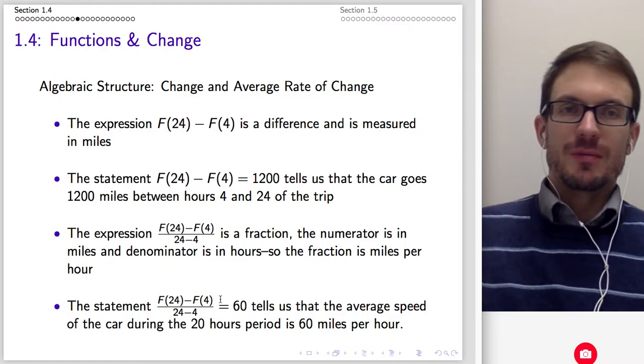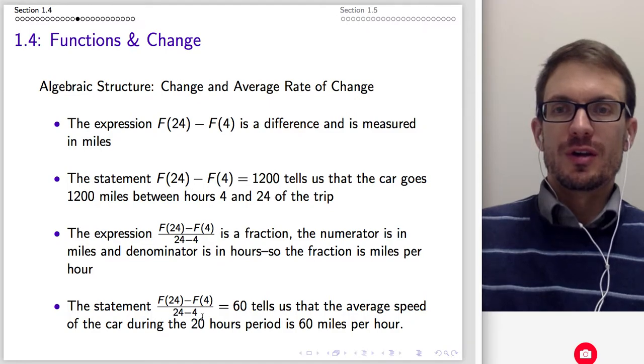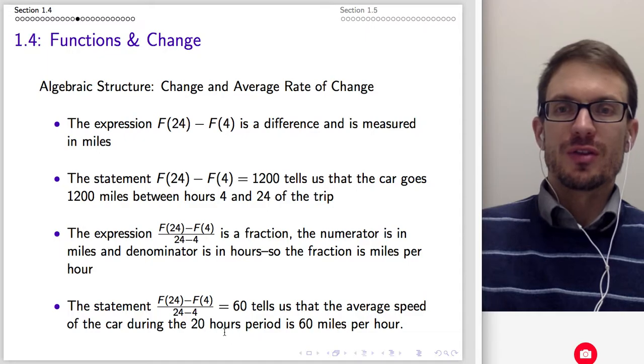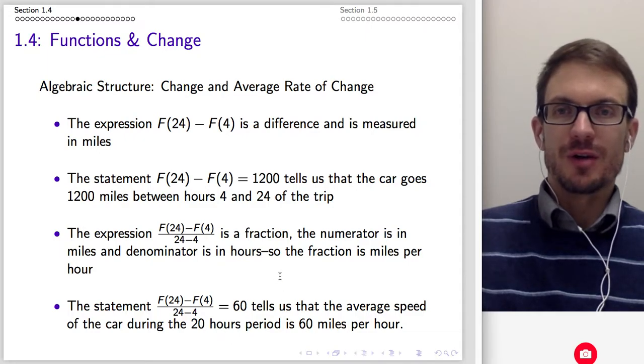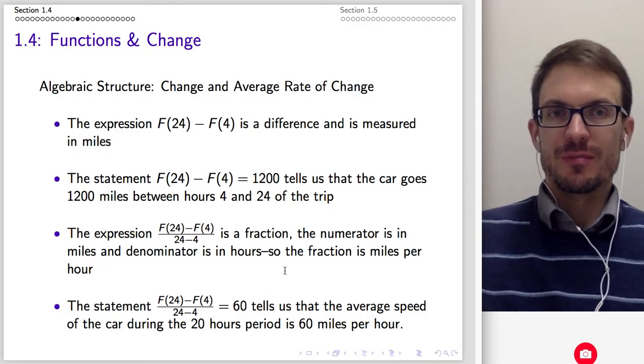So, like I was saying before, this statement f of 24 minus f of 4 over 24 minus 4 equals 60 tells us the average speed of the car during the 24-hour period is 60 miles per hour. Okay, so that just summarizes everything I said previously.